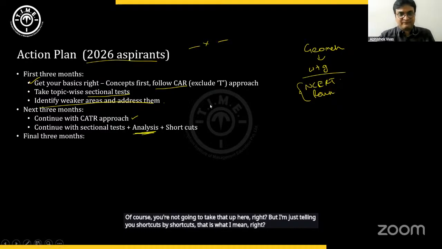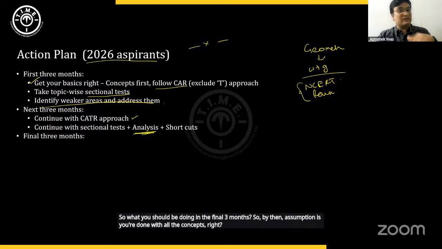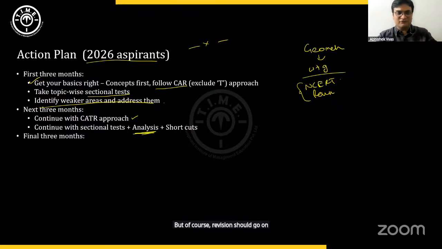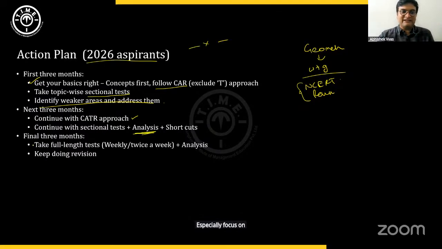Now, final 3 months before the actual test, right? So what you should be doing in the final 3 months. By then, the assumption is you're done with all the concepts, right? But of course, the revision should go on. It should continue, right? So in the final 3 months, what should you especially focus on? One of the things I suggest is you start with full length tests completely, all right? So probably one in a week, or in fact, two in a week.